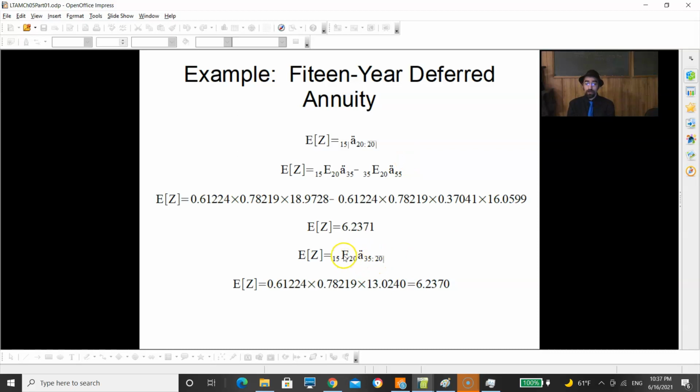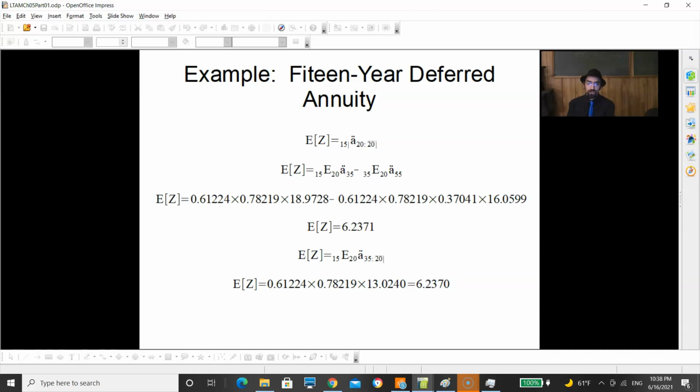If you do it this way, then you just get these same figures for the 15-year delay starting at age 20. You multiply by the 13.0240 that ä₃₅:⌐20 gets you, and then you get 6.2370. So these are identical to within a rounding error in the fifth significant figure. All right.